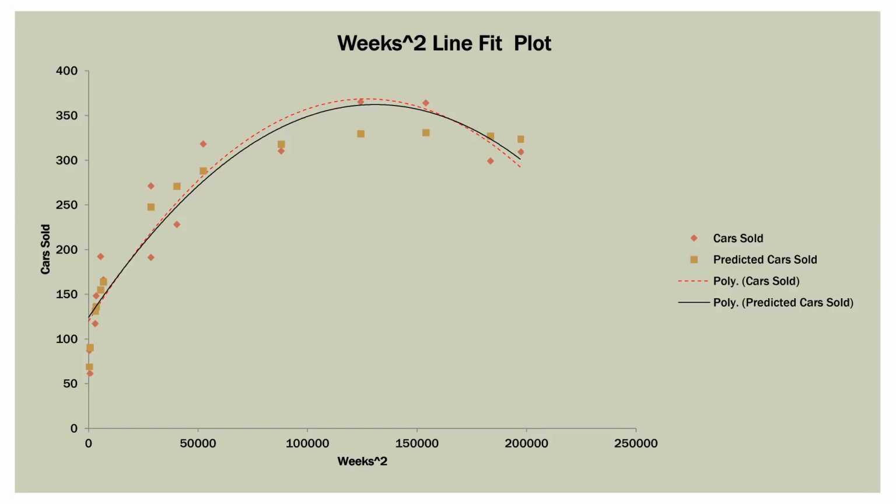So the fact that both the original term and the squared term were both significant in our output can be seen in the last two graphs. So when we actually model them, you can see that they fit very well.